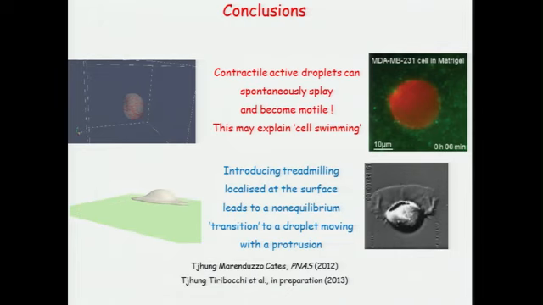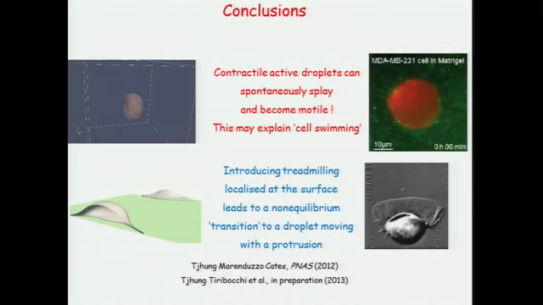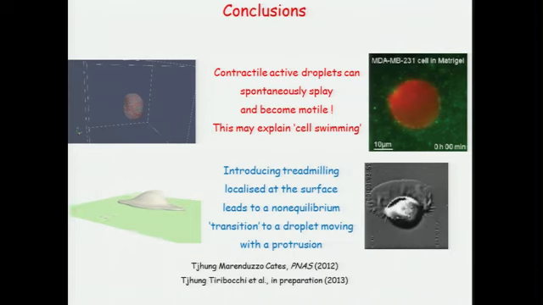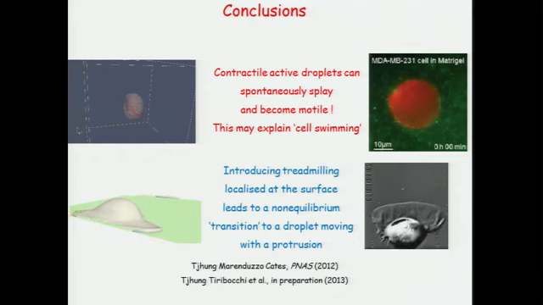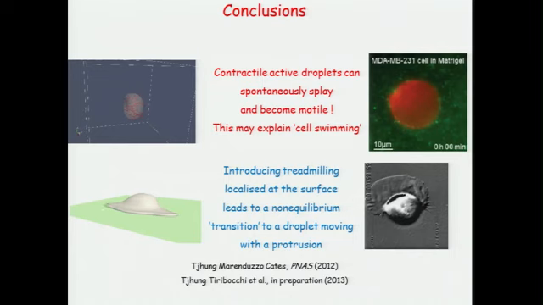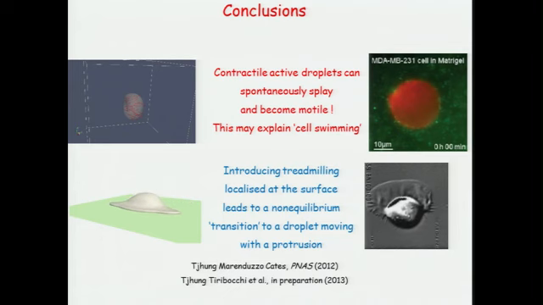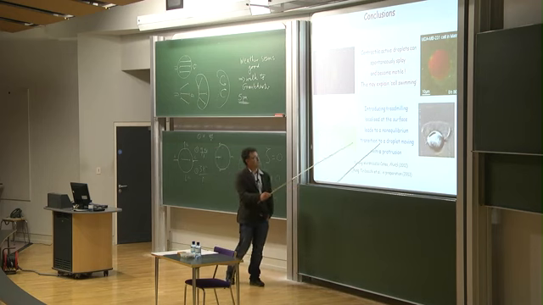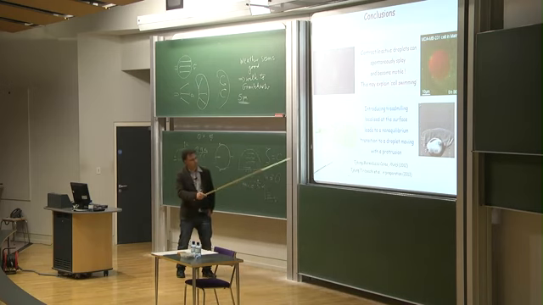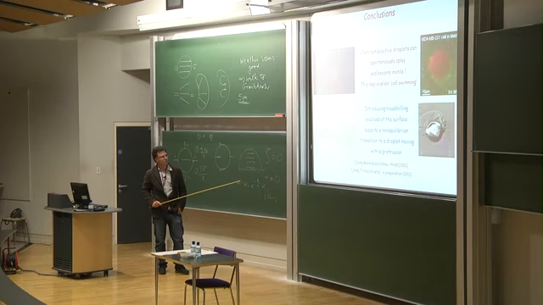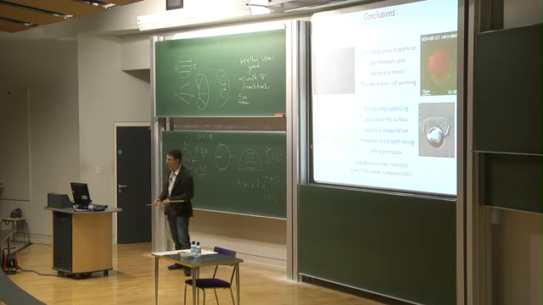So if you use treadmilling, which is localized at the surface, you've got this shape here. On the other hand, you have another non-equilibrium transition between a droplet which moves without any protrusion and a droplet which moves with a protrusion. And if you include both activities, treadmilling and also this anchoring term, which tells you how the fibers behave close to the surface, you can reproduce the shape of a crawling keratocyte quite well. I think people had not been able to have a model of a 3D droplet which resembles a lamellipodium. So that could be used to work on crawling cells, I think. Okay, so I think that's it for me.